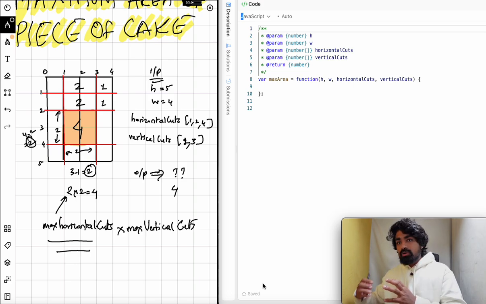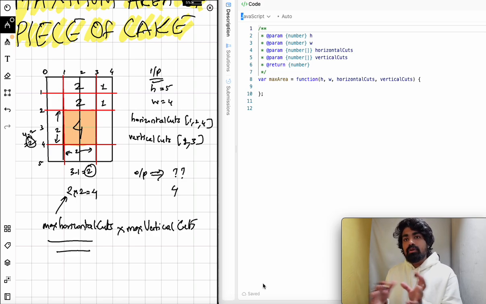After the cuts were put, whatever the maximum area we could find, we just multiplied them on vertical and horizontal sides. And that is the core of our solution going to be. We will just find the maximum in my horizontal cuts, we will find the maximum in my vertical cuts, and we will just multiply it and return it. And that's going to be our solution.